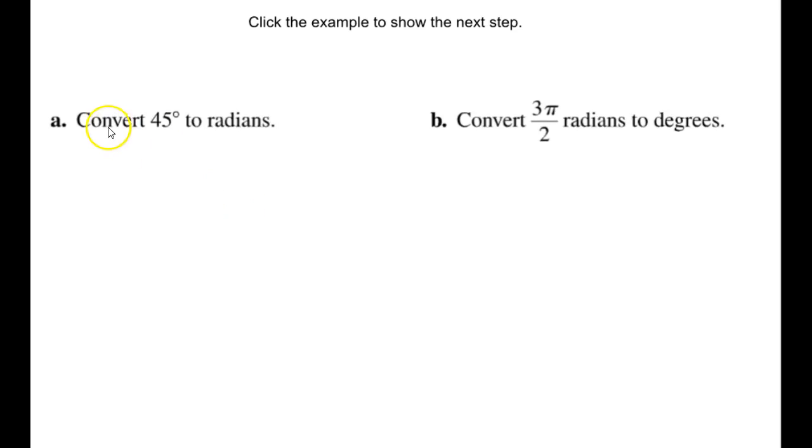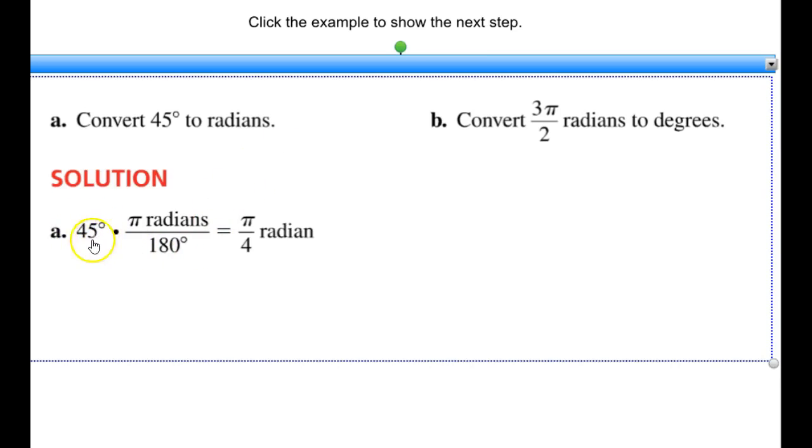So now let's look at these. I'm converting 45 degrees to radians. I know I'm going to radians, so my radians is going to be on the top. So I take that 45 and multiply it by either 2 pi over 360 or 1 pi over 180. Now I can simplify. I want to leave pi alone. Don't actually use your calculator, just simplify your fraction so I end up with pi over 4.